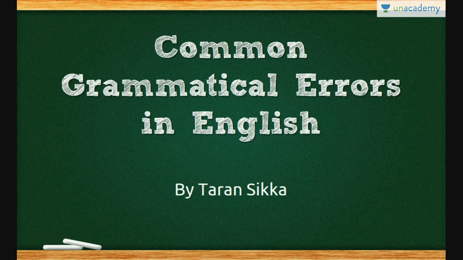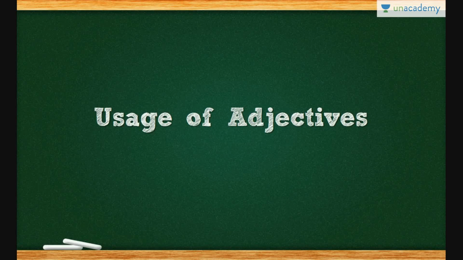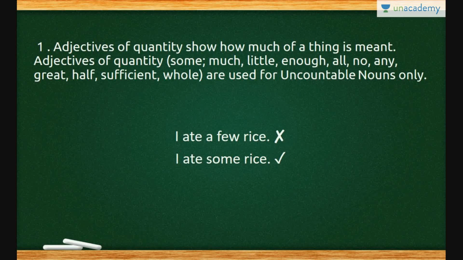In this part of the course, we are going to discuss common errors in adjectives and adverbs. So, what is an adjective? An adjective is a word which defines an attribute of a noun like big, small, red, tall, short, long, or intelligent. So let's begin with the rules governing the usage of adjectives.